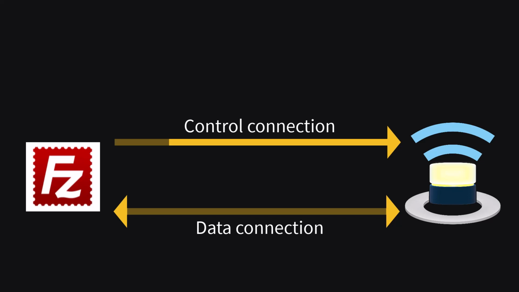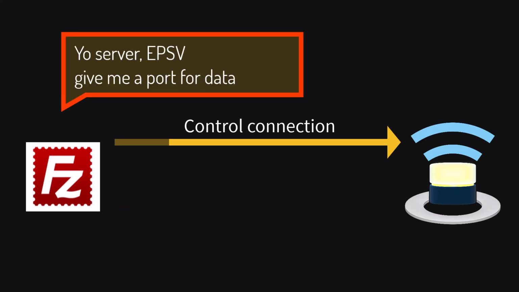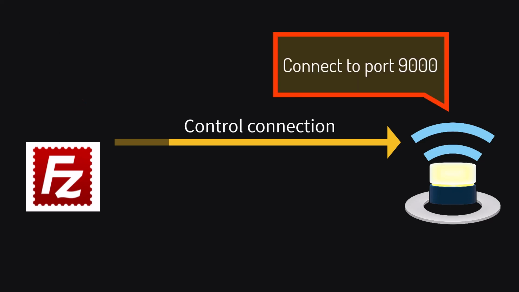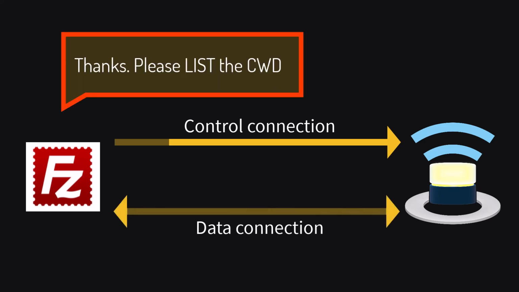And then in an ideal world, FileZilla would use the new EPSV command to say to the server, yo, give me a port to connect to for the data connection. And the server would reply, connect to port, say port 9000. And so FileZilla would connect to the server on port 9000 and everything would work.